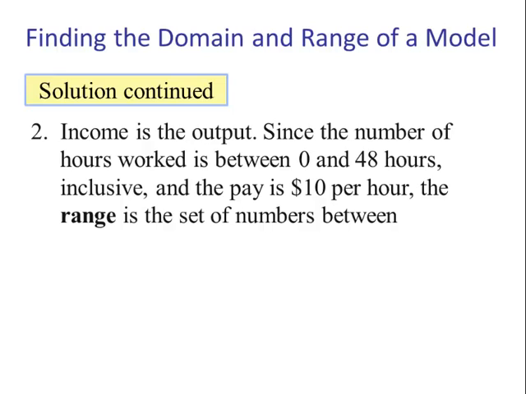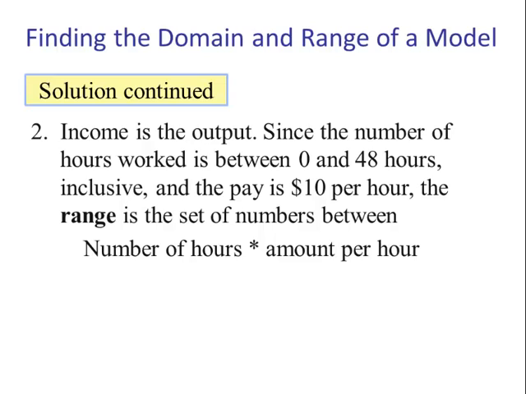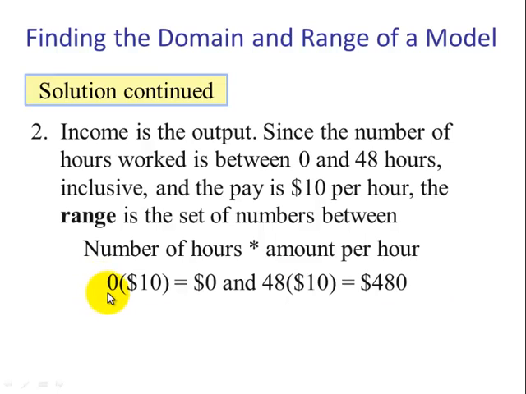Income is the output. Since the number of hours worked is between 0 and 48 inclusive, and the pay is $10 per hour, we take our domain and write the range. The domain tells us the number of hours that are possible. So this is going to be 0 times $10, which is $0, and 48 times $10, which is $480. So the range is from $0 to $480 inclusive.